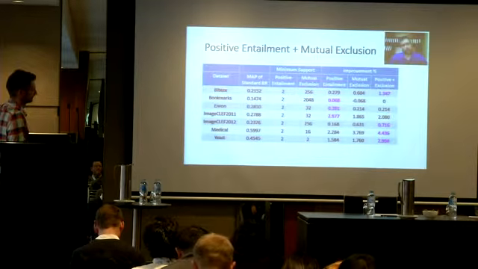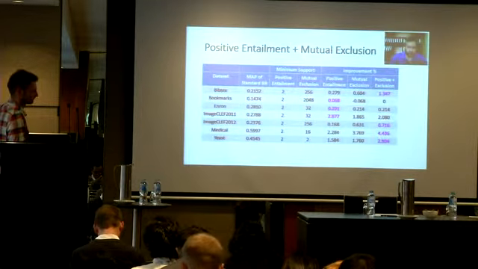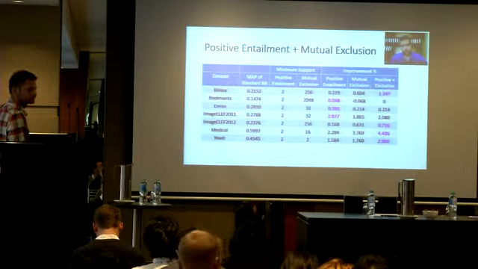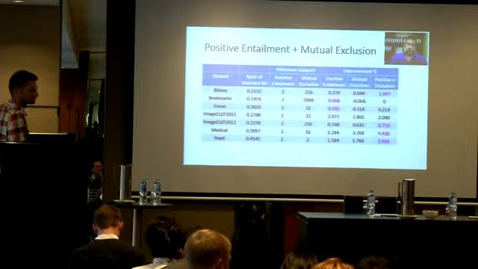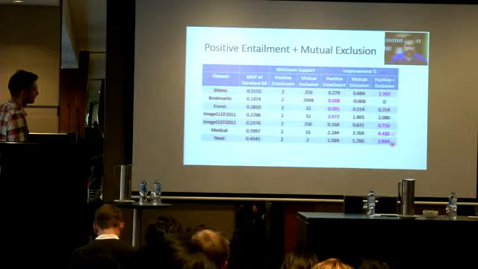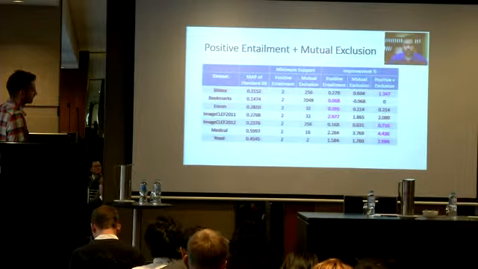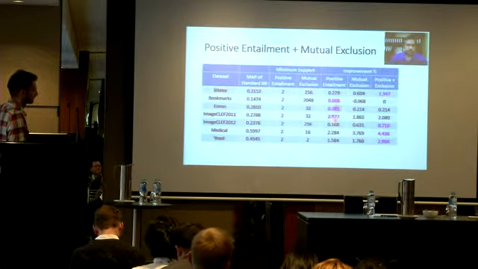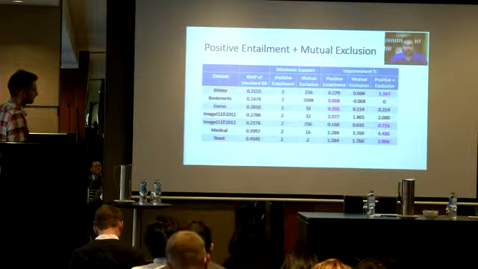Exploiting both positive entailments and mutual exclusions, results are improved in 4 out of 7 cases, as can be noticed here with the magenta in the last column. In the other 3 cases, positive entailments alone lead to better results.